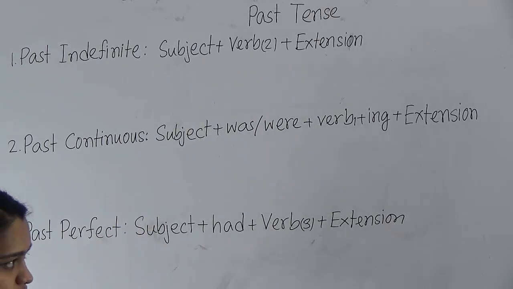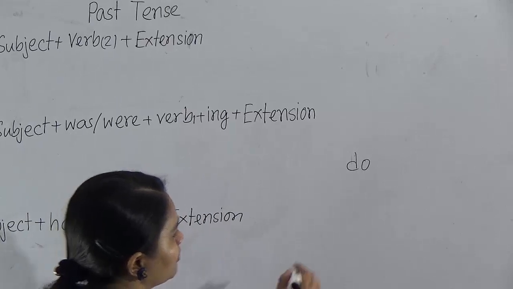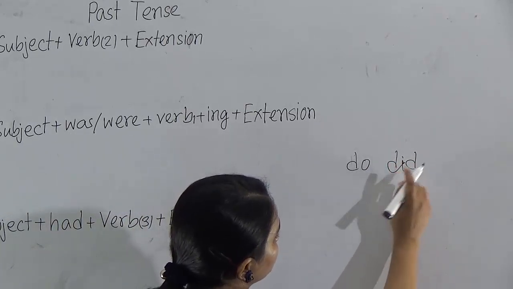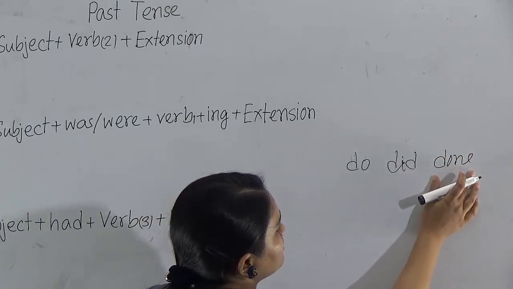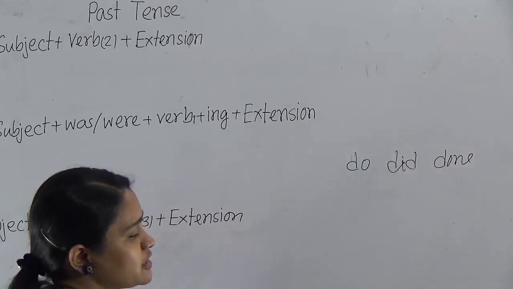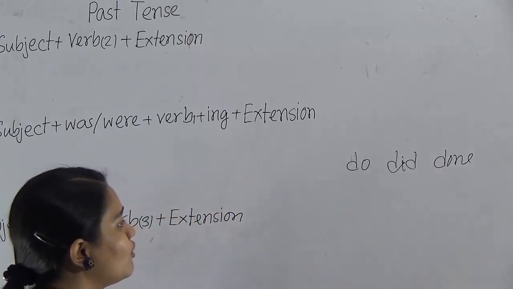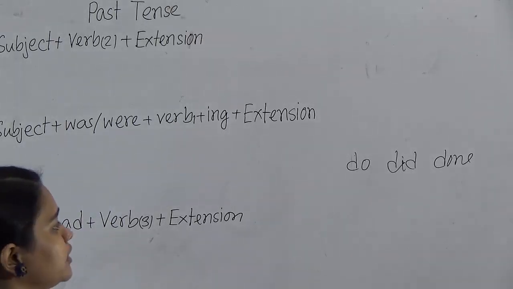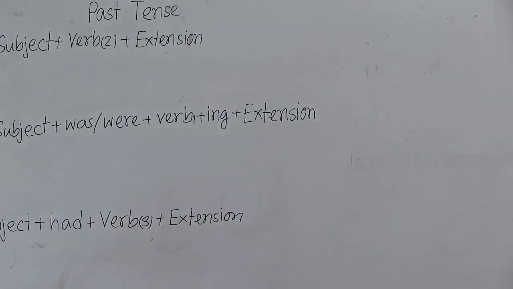And for this you need to know about the conjugation of verb. Like, if you write do, it is the present form of the verb and the past form of the verb is did. This is verb 2. And done is the verb 3, that means past participle form of the verb. Do, did, done. That means like this: go, went, gone. So you will know the conjugation of verb for tense.